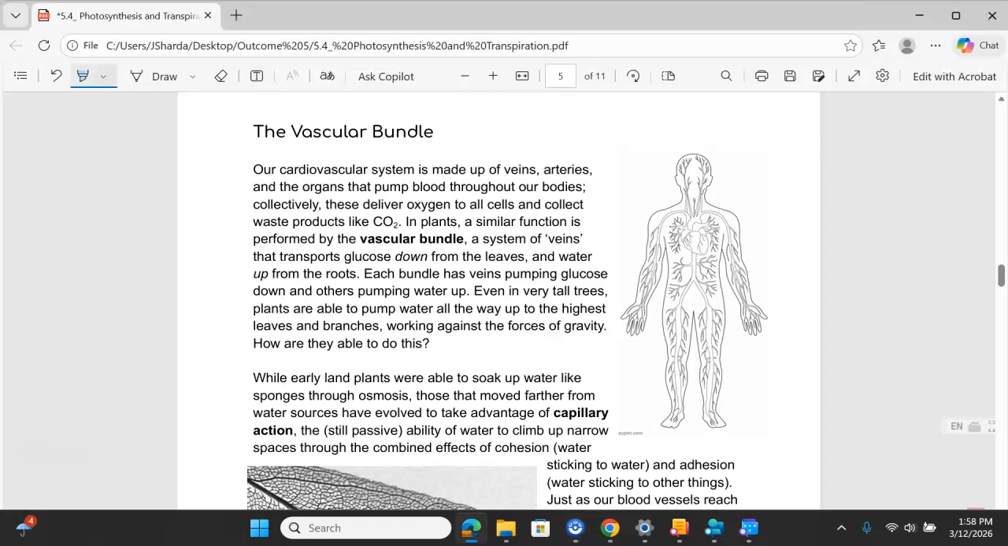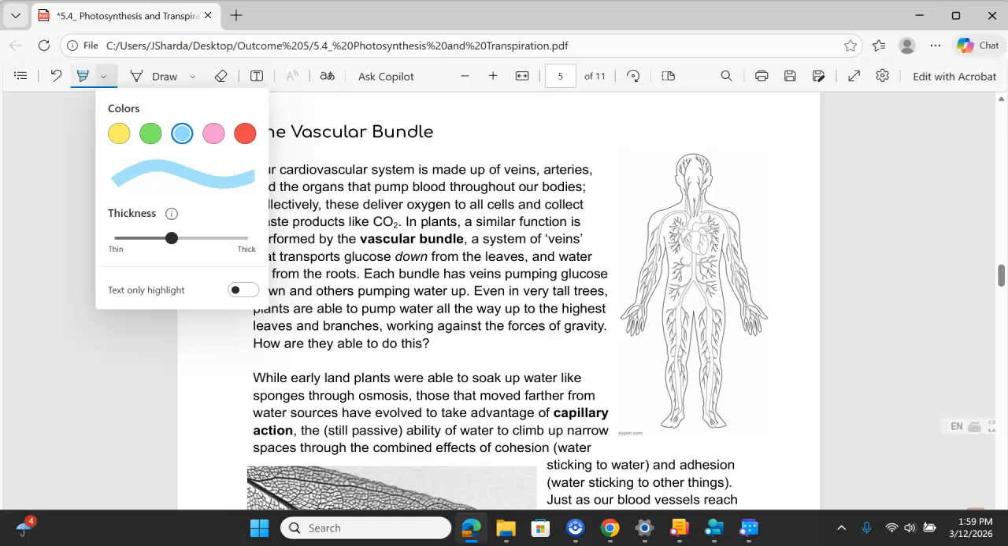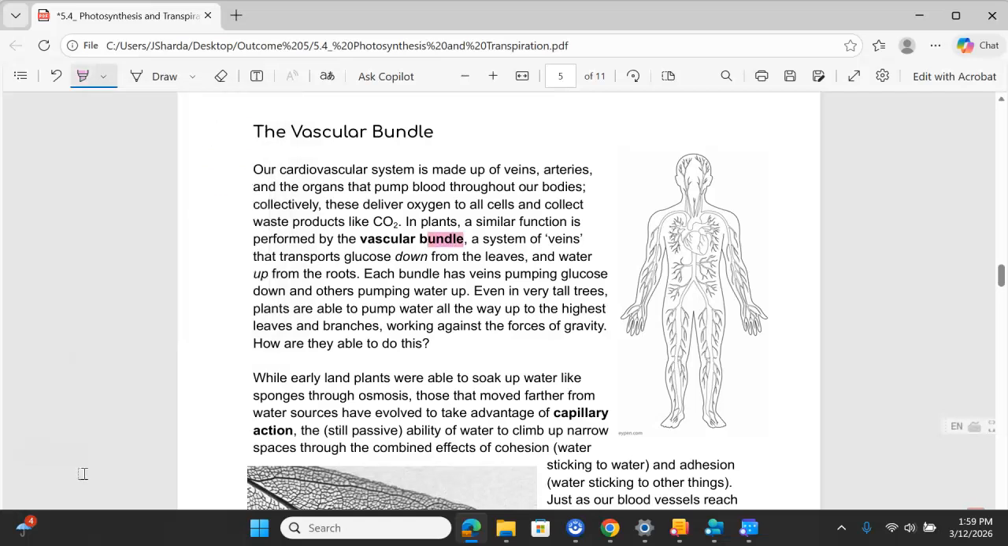Let's highlight. What color do we want? Let's go with pink. Okay. Vascular bundle. Look, there's that definition. A system of veins that transports glucose down from the leaves and water up from the roots.